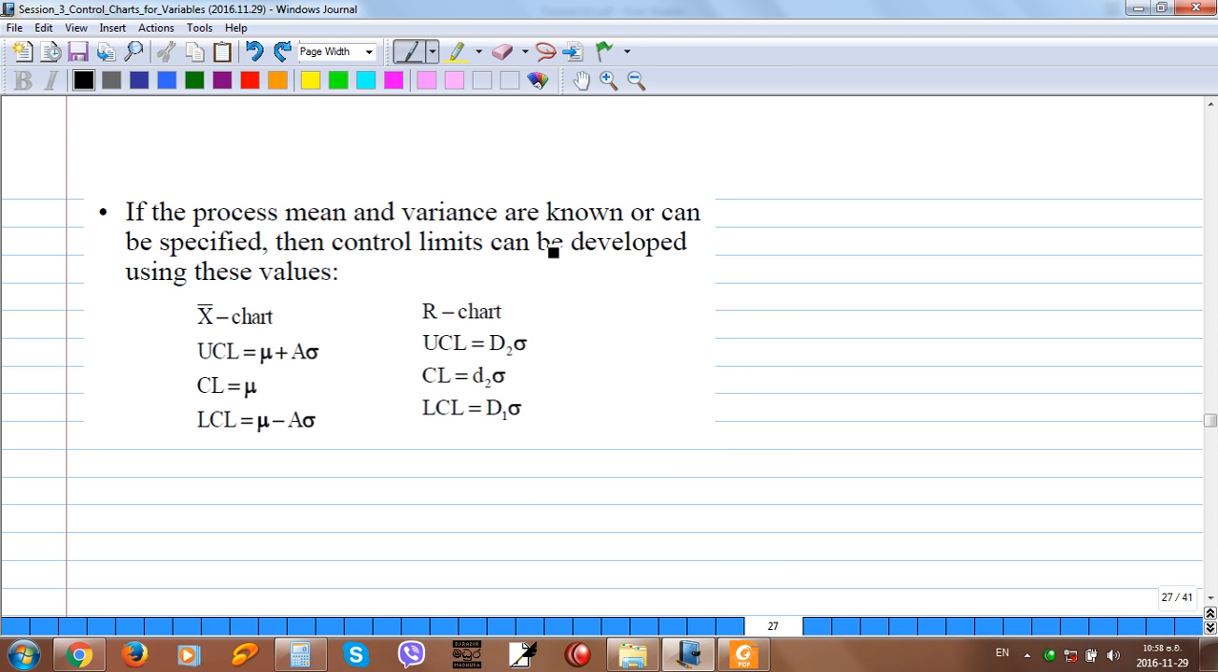If the process mean and variance are known or can be specified, then the control limits can be developed. If the process mean and variance are known, you can write the X bar chart this way: UCL equals mu plus A sigma, center line mu, and LCL equals mu minus A sigma. For the R chart, UCL equals D2 times sigma, center line equals d2 times sigma, and lower control limit equals D1 sigma.